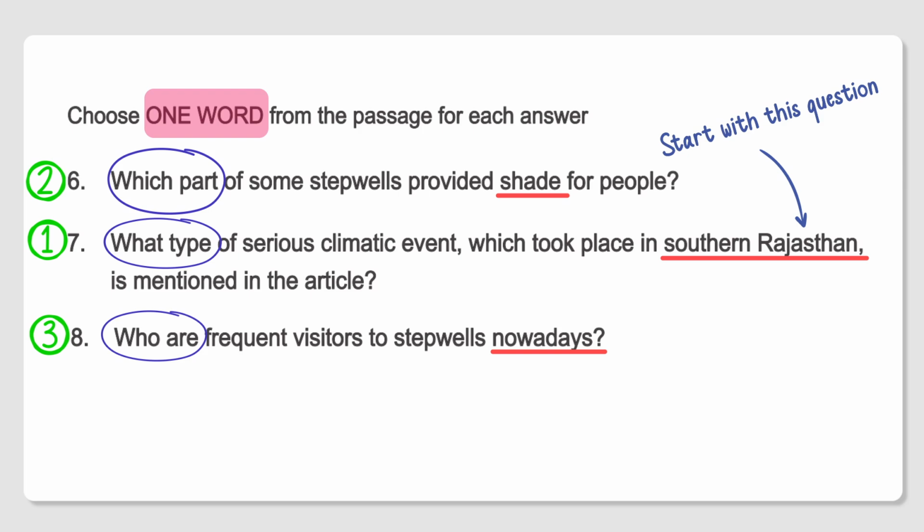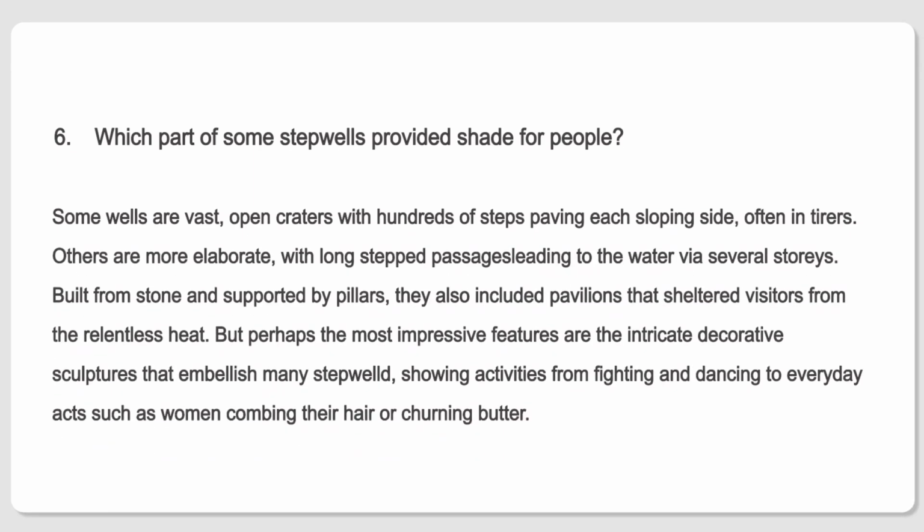Now, it's the previous question, in which we didn't have a very easy keyword. Which part of some stepwells provided shade for people? This type of question, in which you do not have a very easy keyword, is a little bit challenging and difficult, to locate the synonym language or the words of the question in the text.